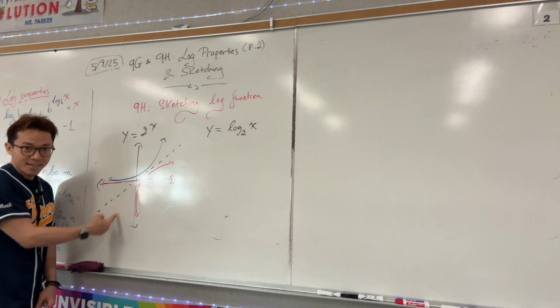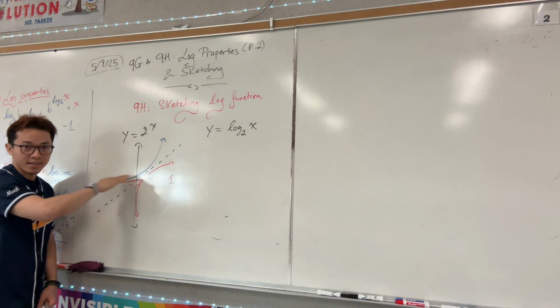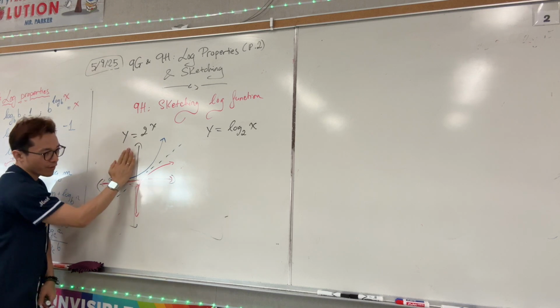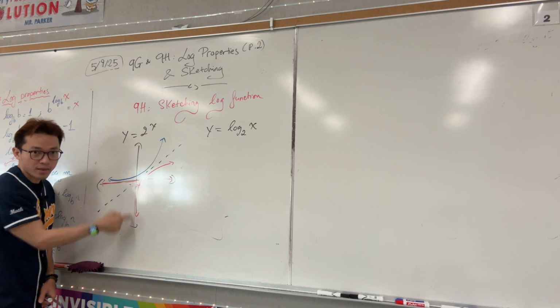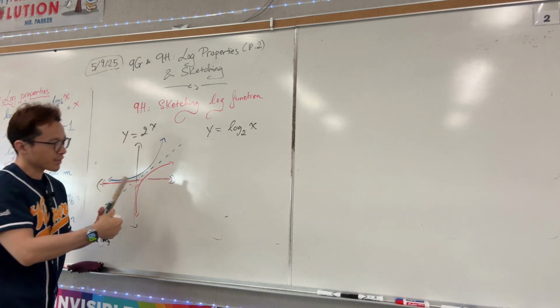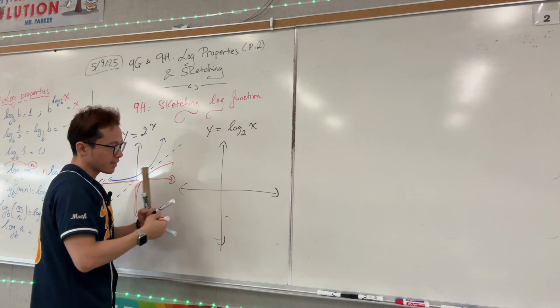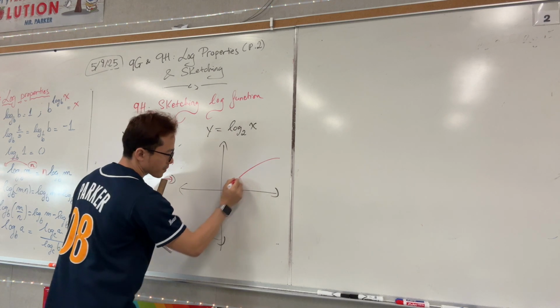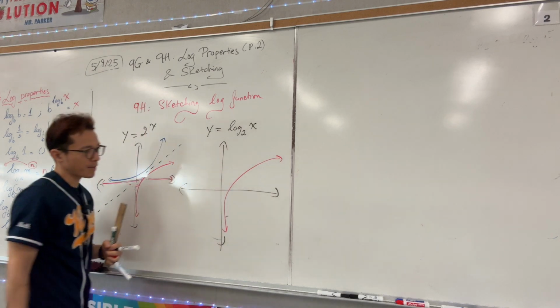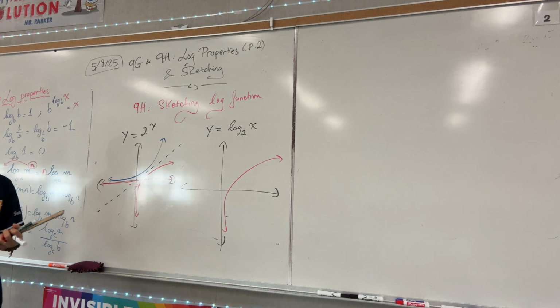You cannot cross this. Like this one, you cannot cross the horizontal line here. When you reflect over here, that means this one cannot cross this one as well. Okay? So the log graph by itself is going to be like this. We reflect over here.